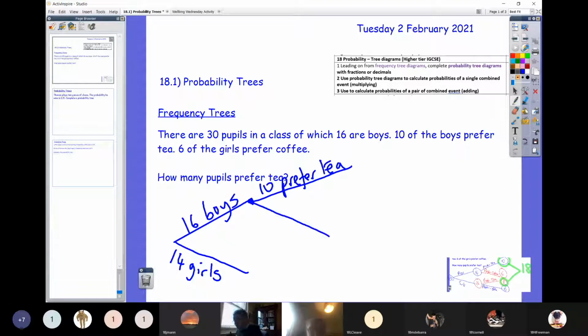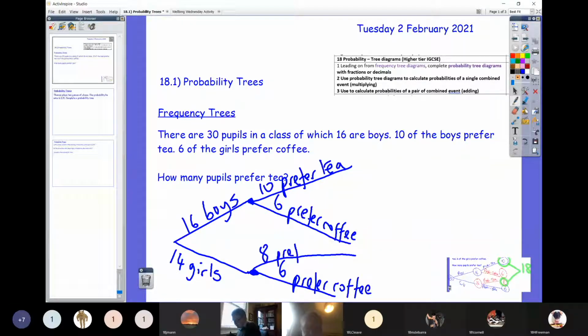Okay, and then we're told 6 of the girls prefer coffee. So coming out from the girls, we'd have 6 prefer coffee. Well, there are 14 girls, so if 6 prefer coffee, then 8 must prefer tea. And then the question says, how many pupils prefer tea? So we just pick up those who prefer tea. So we've got the 10 boys who prefer tea. We had the 8 girls who preferred tea, so the answer would be 18.